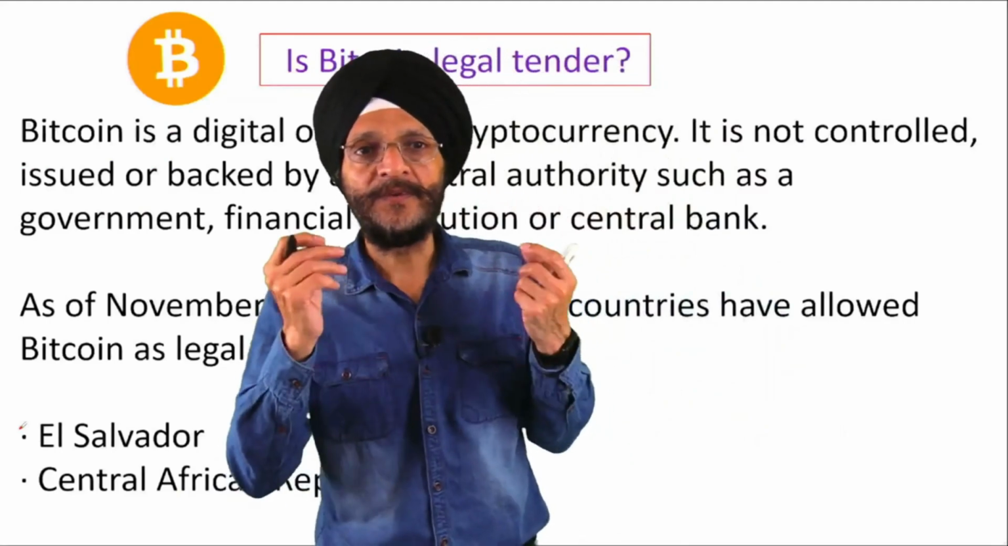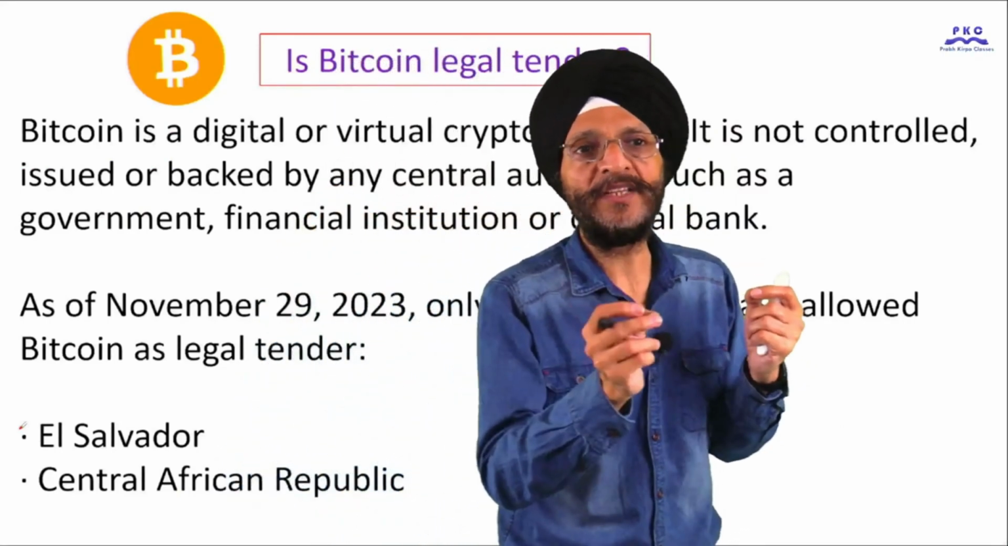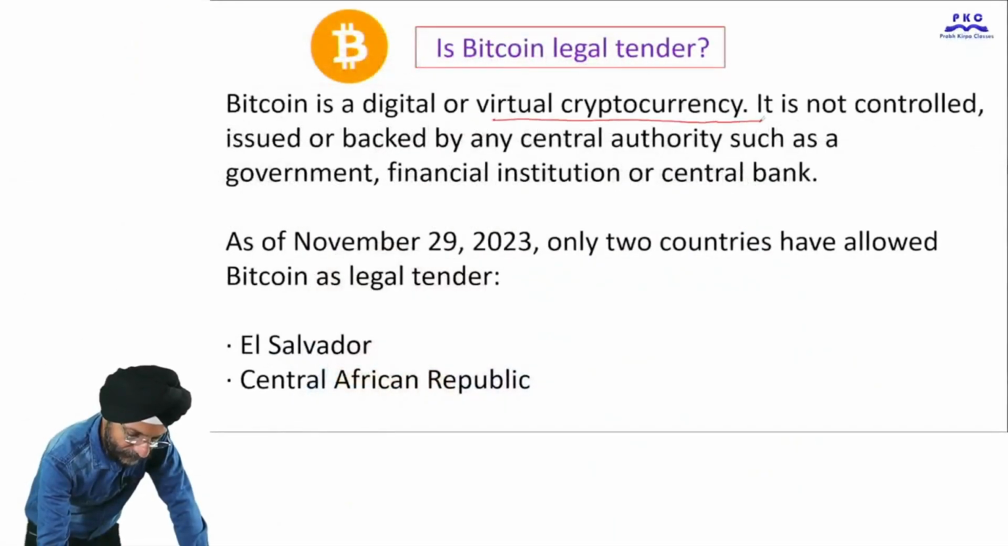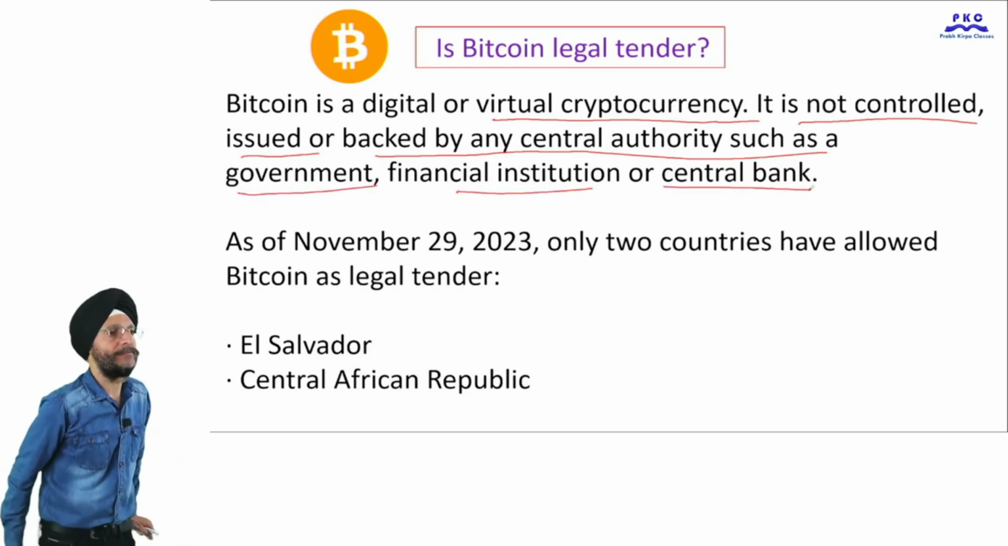First, what is the meaning of Bitcoin? Bitcoin is a digital or virtual cryptocurrency. It is not controlled, issued, or backed by any central authority such as a government, financial institution, or central bank.